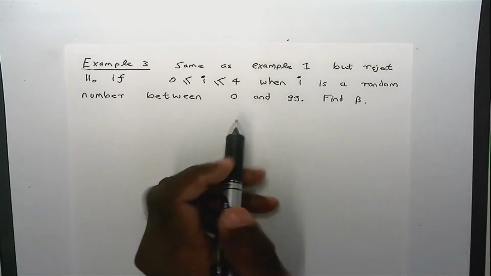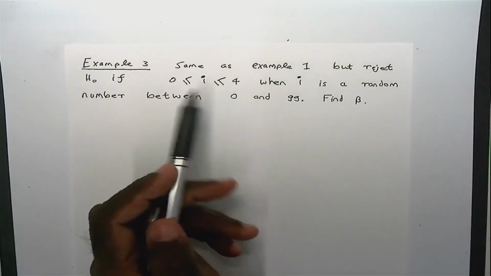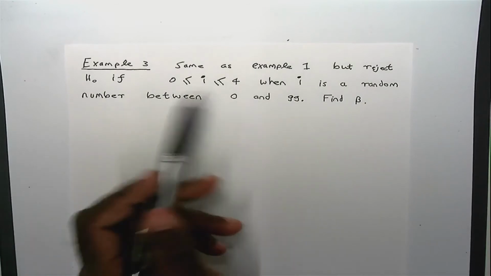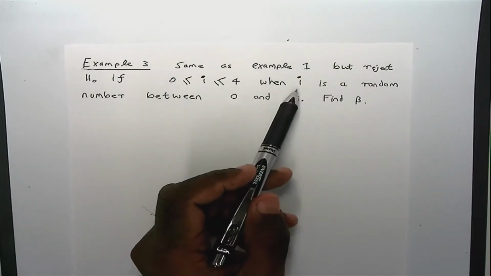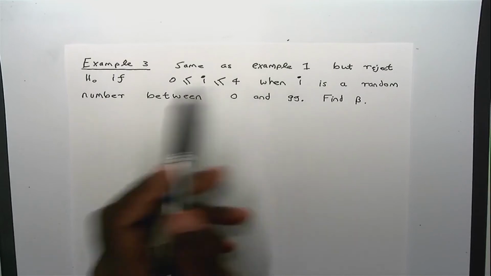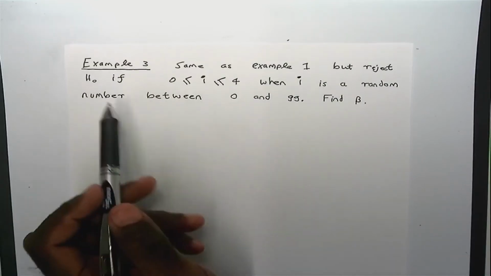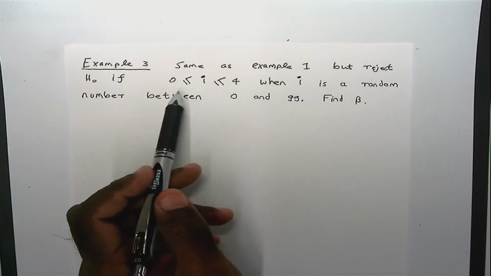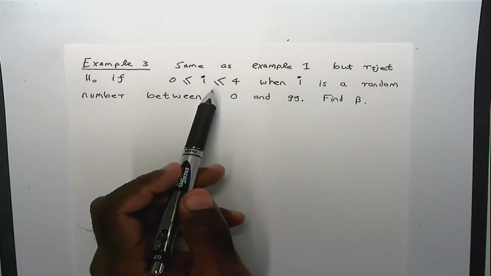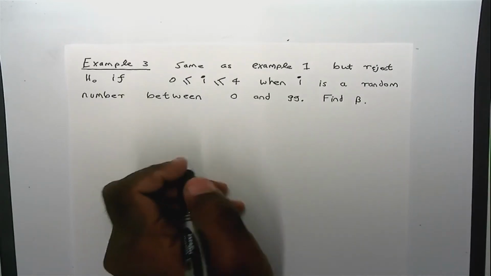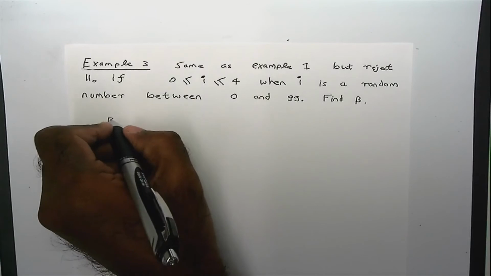So this is the same as example 1, except the rejection rule is the following. That is, you choose a number I, which is an integer between 0 and 99, and you reject the null hypothesis if it falls between 0 and 4. Alright, so let's start again.